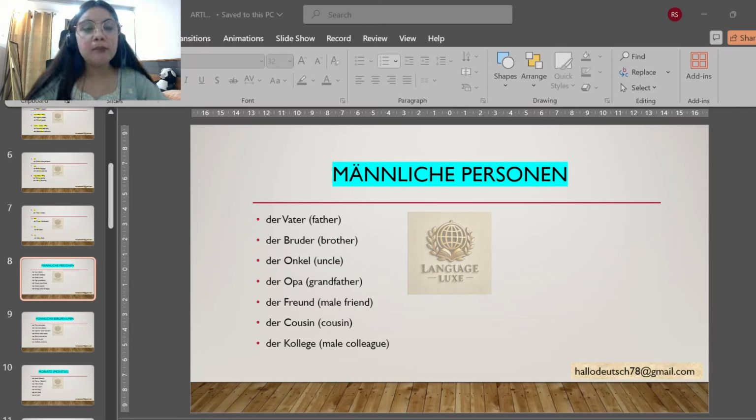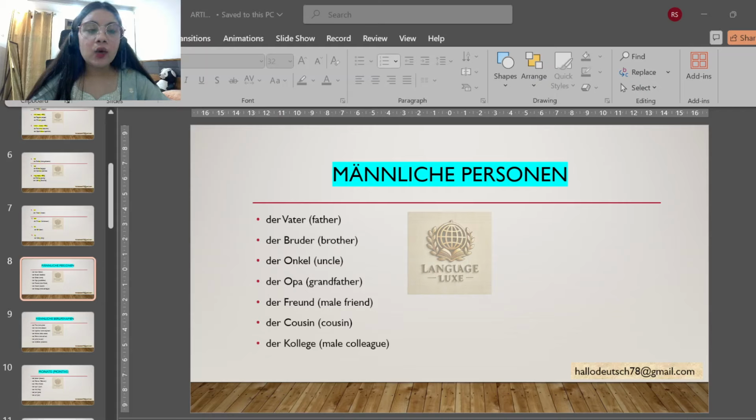Männliche Personen means male persons. For example, father, brother, uncle, grandfather. So, der Vater. Der Vater means father. Obviously, father is masculine. Then comes der Bruder, that is brother. Der Onkel. Onkel is uncle. Then comes der Opa. Opa is grandfather. Der Freund. Der Freund is male friend.